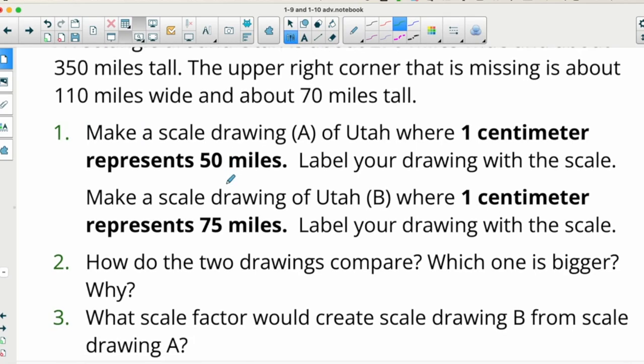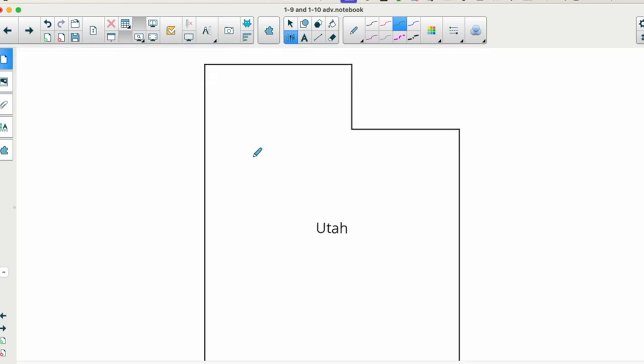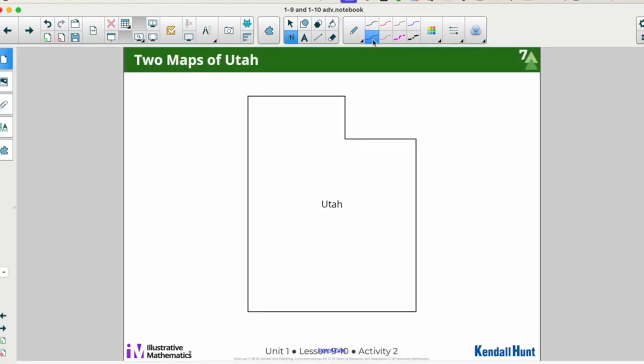And so we're to make two different scale drawings, one where 1 centimeter represents 50 miles and one where 1 centimeter represents 75 miles. So I'm going to start by labeling the dimensions that we know, and we're told that it's 270 miles wide, 350 miles tall. The chunk that's taken out is 110 miles wide and 70 miles tall. And then there's two sides that we have to figure out.